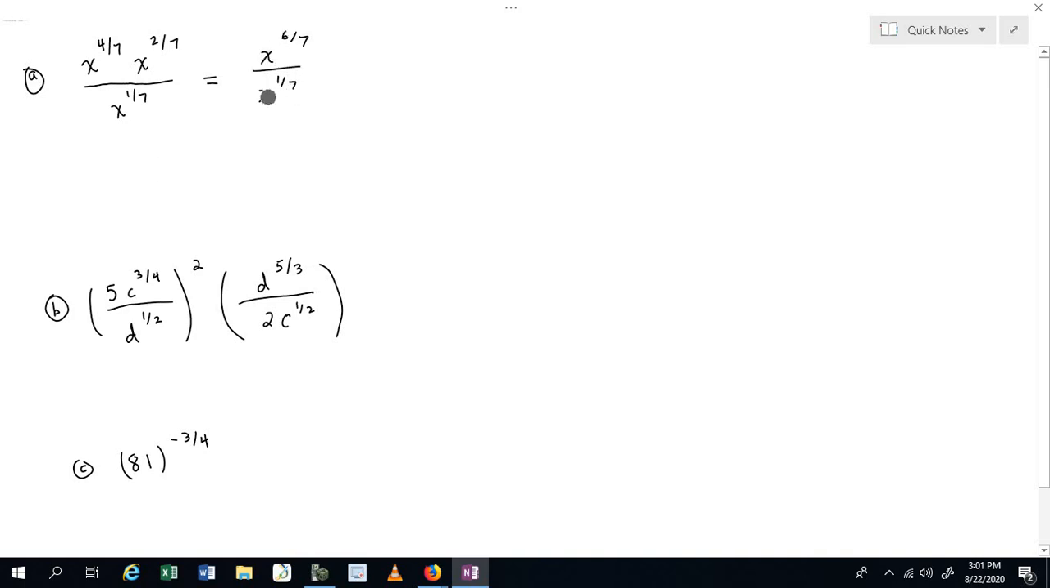And now, since these have the same base, when you divide here, you would subtract this bottom exponent from the top one. Remember, that's one of the properties of exponents. As a reminder, if you have x to the m divided by x to the n, then this is equal to x raised to the m minus n.